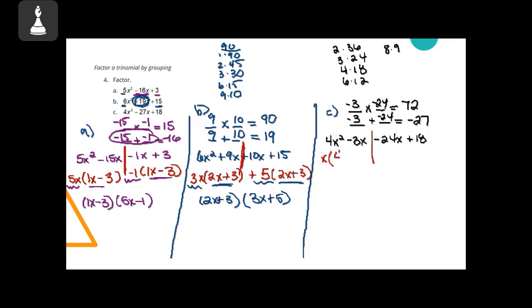Well, if I take negative 24 divided by 4, that gives me negative 6. So negative 6 times 4x is negative 24x. Negative 6 times negative 3 is positive 18. So I know I did it correctly. We have the 4x minus 3 in common. And my leftovers are x minus 6. So there's my final answer.